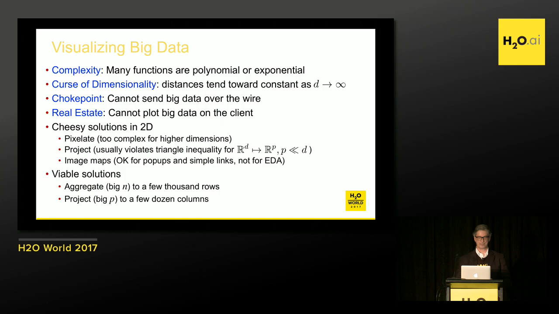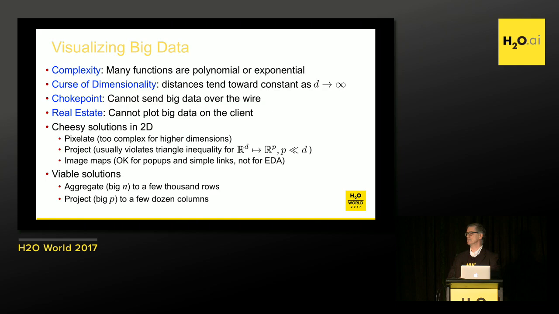All right. Distances tend toward a constant. Distances between points in a high-dimensional space tend toward a constant as the dimensionality approaches infinity. And then the choke point, of course, even if we could get good estimates and visualize, we can't send big data over the wire. And even if we could, we can't plot big data on the client because you've only got so much real estate, even in megapixel displays. You haven't got anything like the number of pixels needed to plot, say, a billion rows of data.